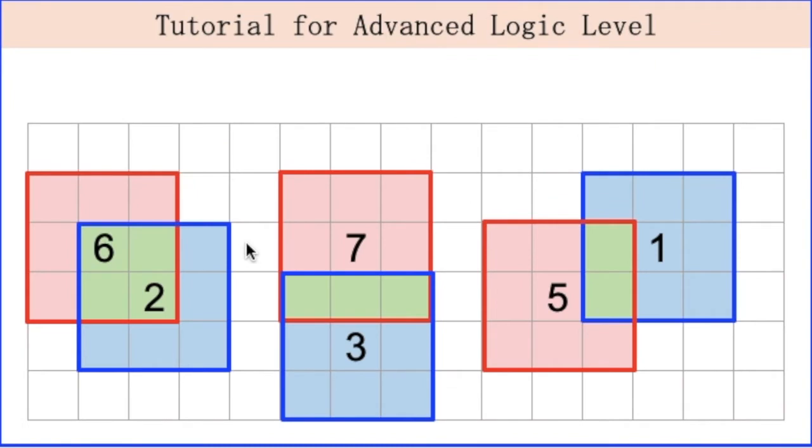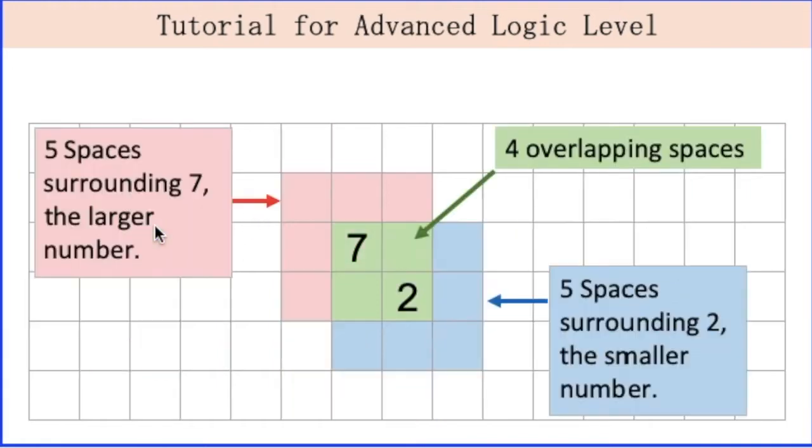Before we jump into that, we're going to talk about 3 different areas. I'm going to sidestep a little bit. Let me just explain this first. The 3 different areas are the 5 spaces surrounding the larger number, which is the 7, the 5 spaces surrounding the smaller number, which is the 2, and then 4 spaces that are overlapping with 2 and 7.